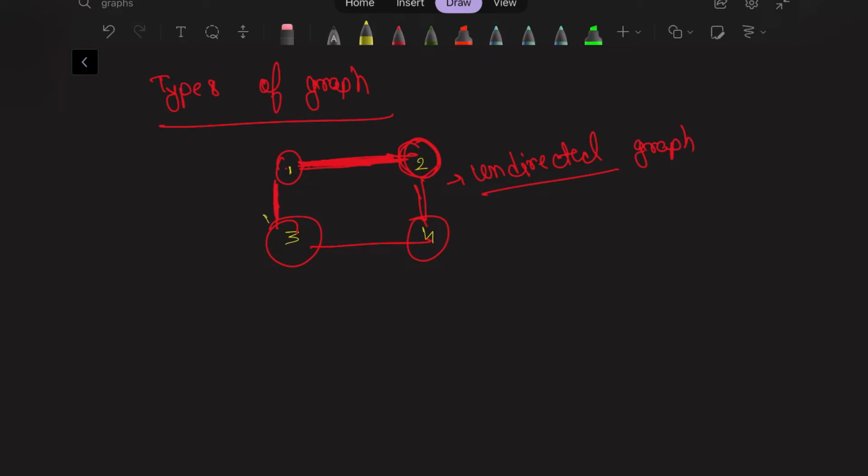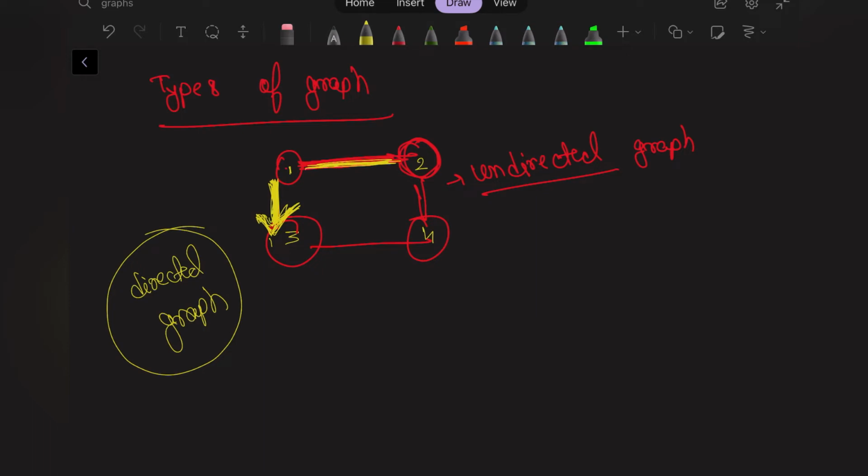Another case: if we have an arrow, like 1 pointing towards 3, then this is a directed graph. A directed graph means we have an arrow. If there is an arrow between 1 and 3, then we can say that from 1 we can only go to 3, and from 3 we cannot go to 1. So this is called a directed graph.